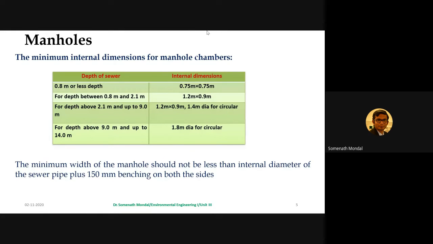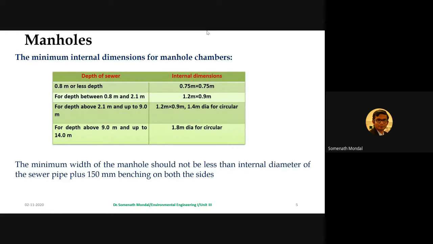Subsequently, if you have a depth of sewer line of 9 meter to 14 meter, in that case 1.8 meter diameter circular manholes are constructed. Now the minimum width of the manhole should not be less than the internal diameter of the sewer pipe plus 150 mm benching on both the sides.